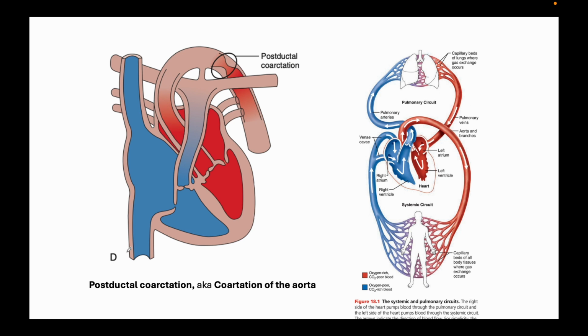In this picture here, this part of the aorta gets narrowed. This abnormal condition is called postductal coarctation, or coarctation of the aorta. Coarctation refers to a narrowing or stricture. This condition is acyanotic because the deoxygenated blood doesn't enter the systemic system due to the higher pressure in the left ventricle, aka left to right shunt.